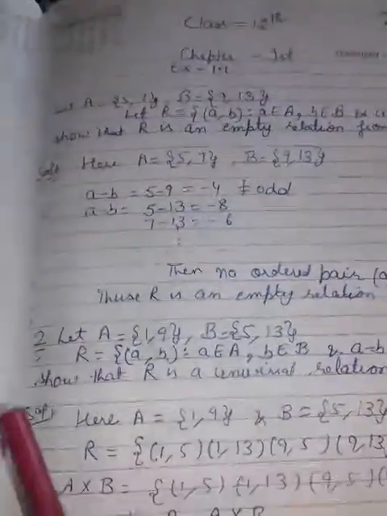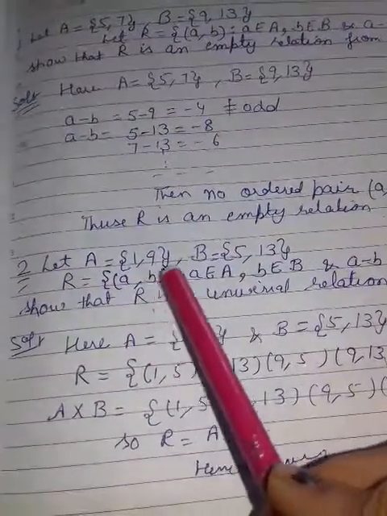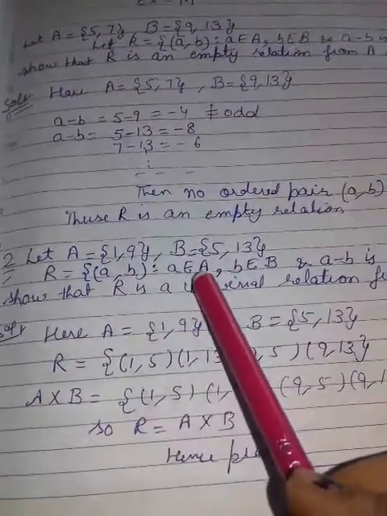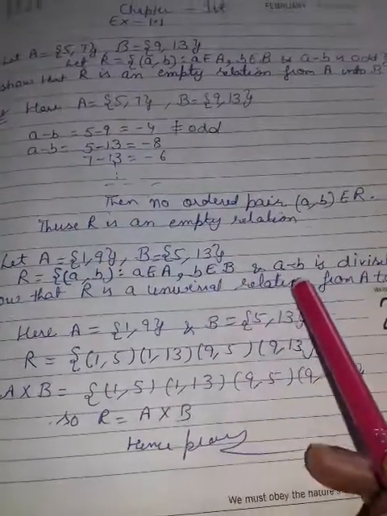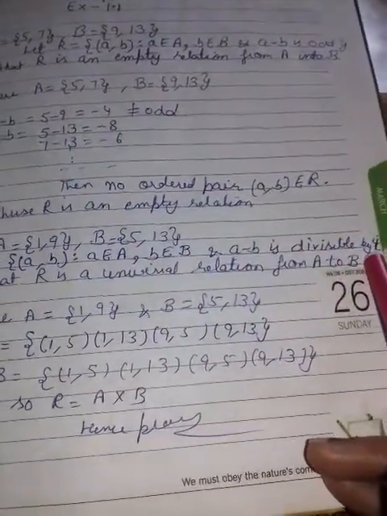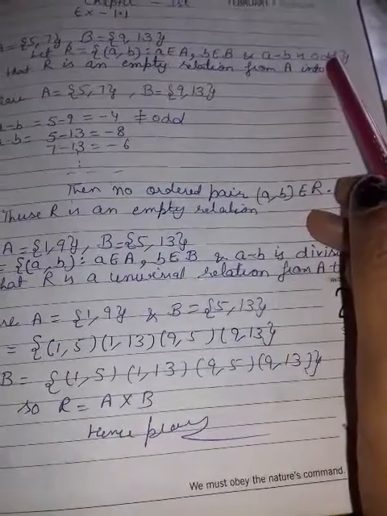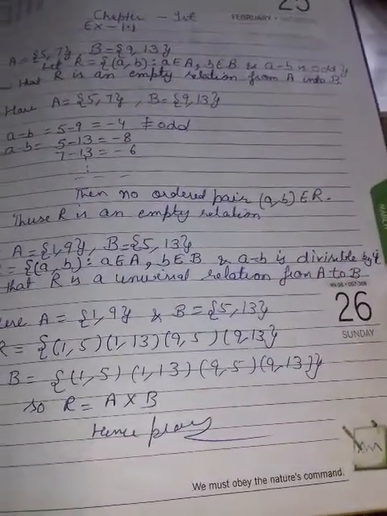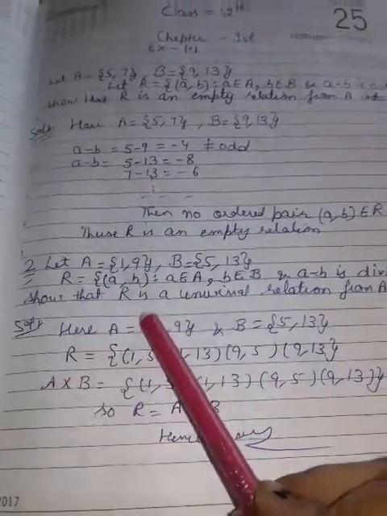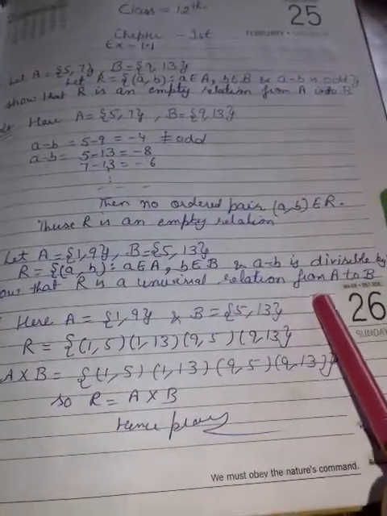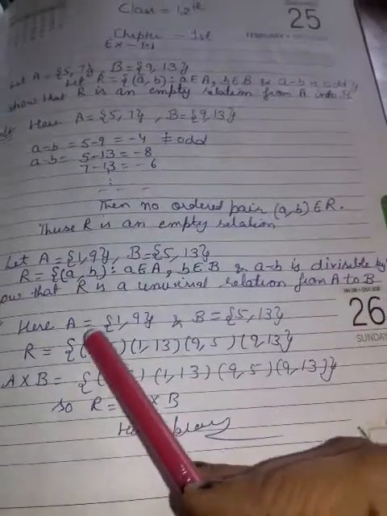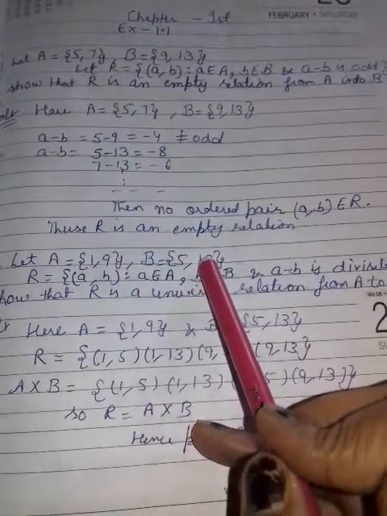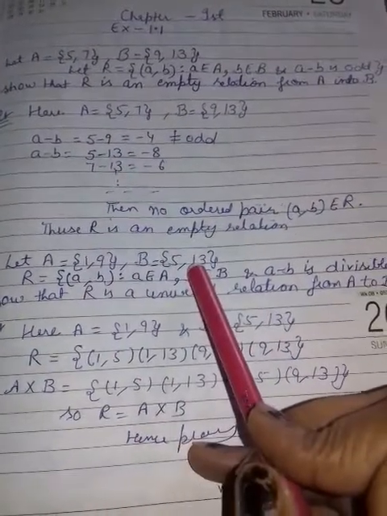Now your next question is, let A be {1, 9}, B be {5, 13}, let R be {(a, b)}, a belongs to A, b belongs to B, where a minus b is divisible by 4. Before you checked whether it is odd, but now you have to check that it is divisible by 4. You have to show this is a universal relation from A to B. Any number you take from A and any number you take from B, you always get a multiple of 4.